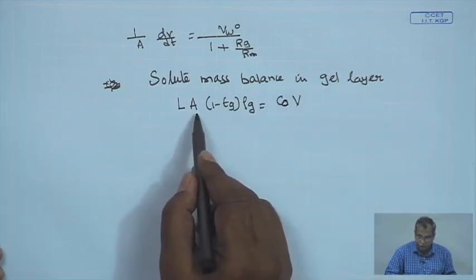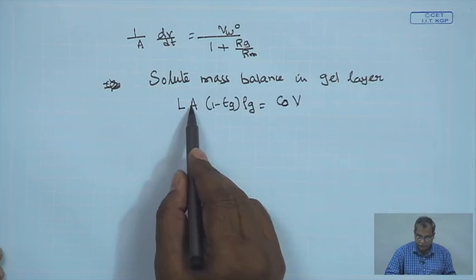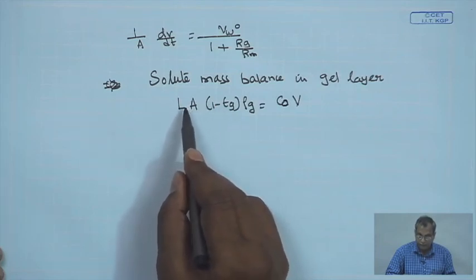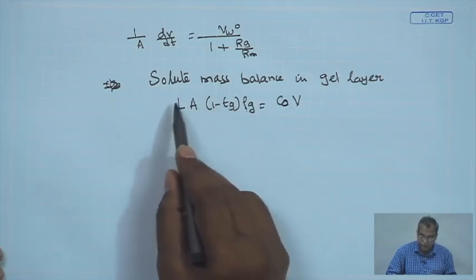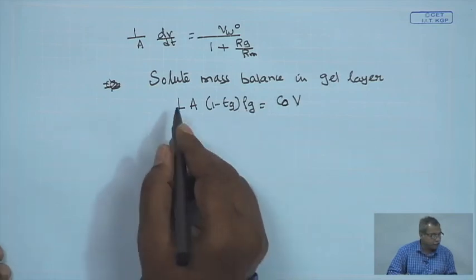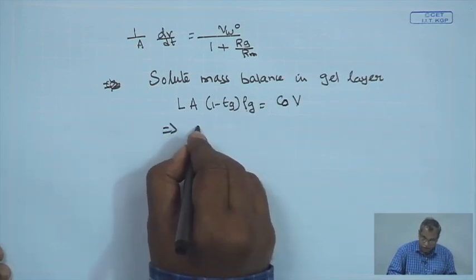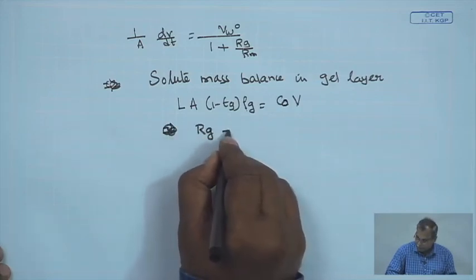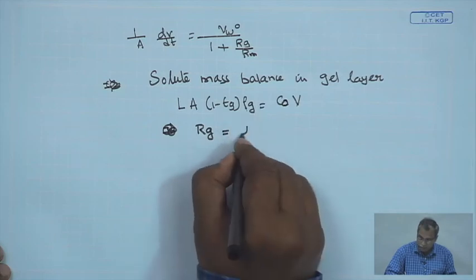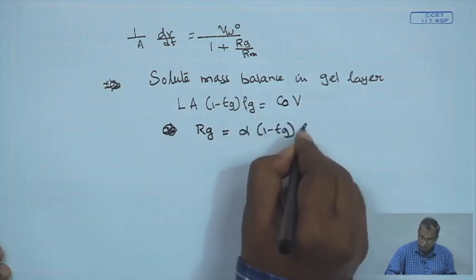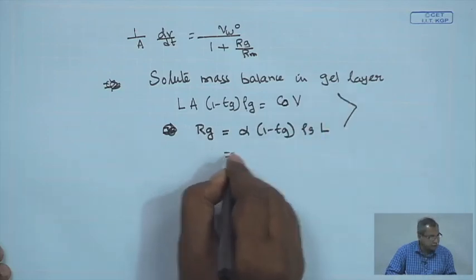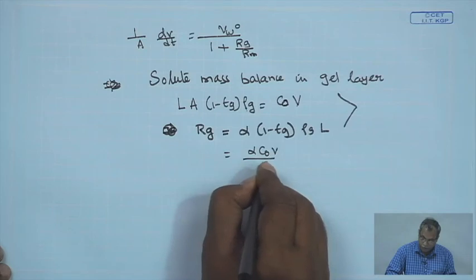So, in terms of the gel properties, it will be gel layer thickness multiplied by area of cross section, that will be the gel layer volume, multiplied by 1 minus ε_g, that will be the actual material that is there in the gel layer, multiplied by gel layer density, which is the amount of gel that is present. So, we can write R_g, as we have written earlier, R_g is α(1 minus ε_g)ρ_g times L. So, by combining these two, we can get R_g is equal to α C_0 V by A.